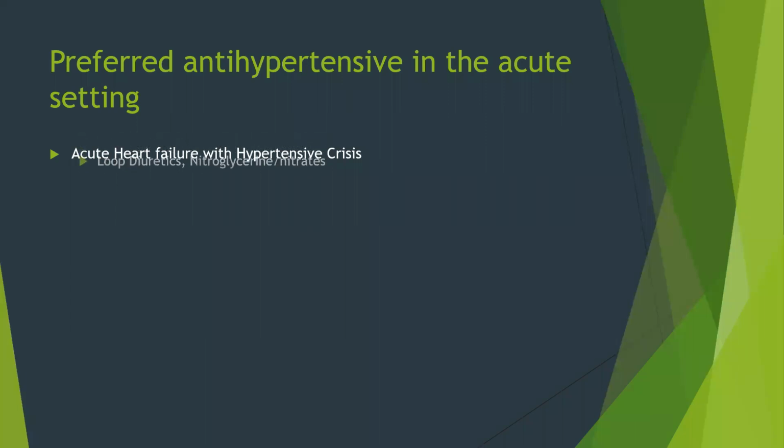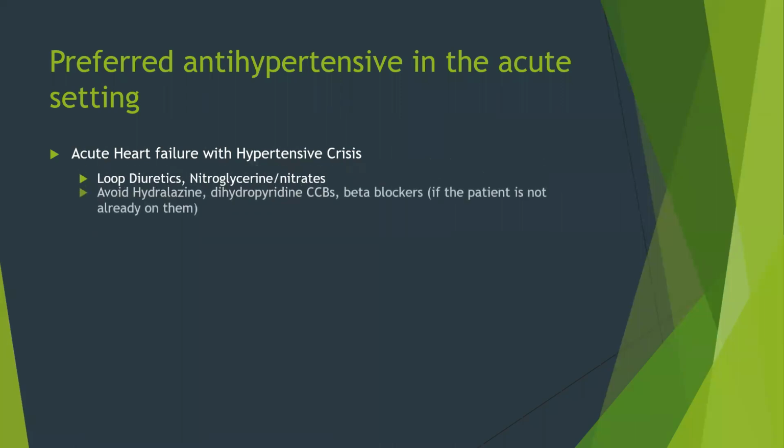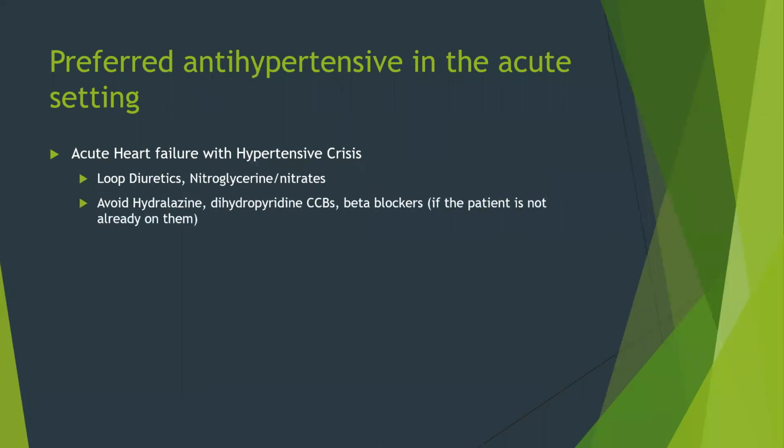So the loop diuretics, perfect. The diuretics you're already going to give for the heart failure are going to help you with that hypertensive crisis. Other things you can use are the nitroglycerin and the nitrates. You're going to decrease venous return because you're increasing the vascular volume, and that will also help you with heart failure and help improve inotropy as well. So those are actually our preferred if somebody has an acute heart failure and they have a hypertensive crisis. Avoid hydralazine in this case.